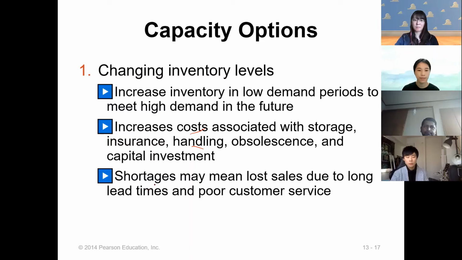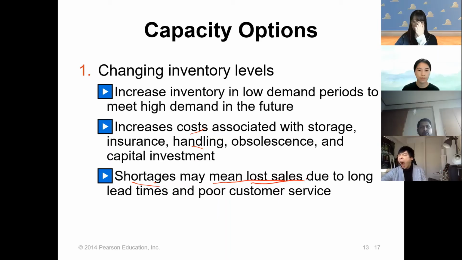And of course, if you cannot meet the demand, there is shortage, then it may result in lost sales due to long lead time and poor customer service. Customers, if you buy a product, for example, you wait too long, the customer will be dissatisfied. For example, you order a computer, it takes a long time, so you'll be dissatisfied. So there's a possibility of lost sales.